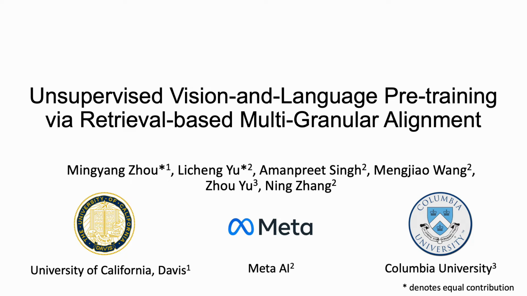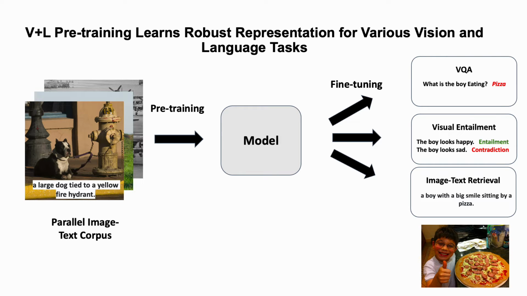Today I'm going to introduce our work on supervised vision and language pre-training with retrieval-based multi-granular alignment. Vision and language pre-training has achieved tremendous success over the past few years. This technique allows us to learn robust cross-modal representation from large-scale parallel image text corpus with self-supervised learning, and the learned representation can generalize well to handle various downstream vision language tasks.